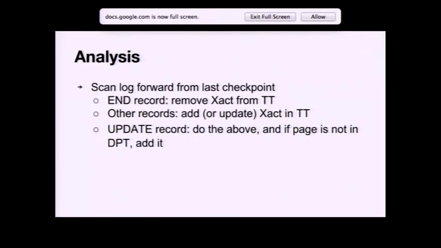Whenever we see an end record, we remove the transaction from the transaction table. For any other record that we see, like update or CLR or whatever it is, we use the information in that to update the transaction table. And in particular, if we have an update record, we update the transaction table, but we also have to update the dirty page table. So if the page that is being written is not in the dirty page table, then we'll add it to the dirty page table.